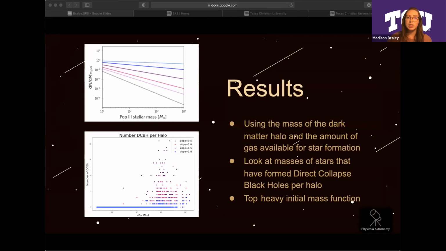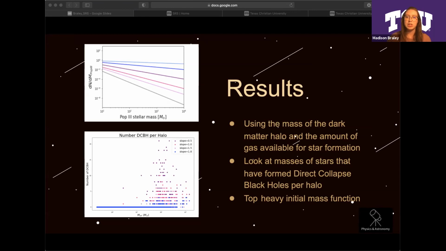So remembering that our goal is to identify the initial mass function, in other words, the distribution of masses of the population 3 stars, we expect this function to be top heavy, meaning that a greater number of this generation of stars will be on the more massive end of the scale. So first, we compare predicted slopes of the initial mass function, and this is shown in the top plot, where we compare our simulated mass functions to a theoretical function that's shown in gray. Then for 4 different slopes of the predicted initial mass function, we compare the number of black holes per mass. To do this, we identify simulated masses of population 3 stars where black holes have formed.